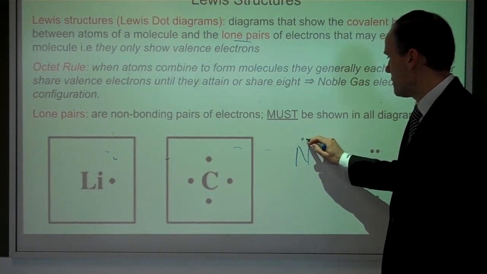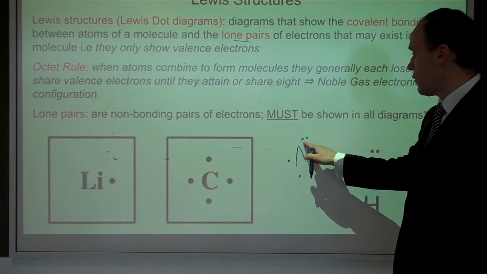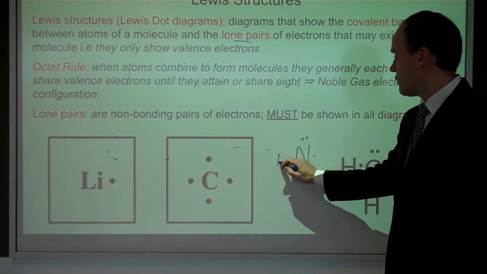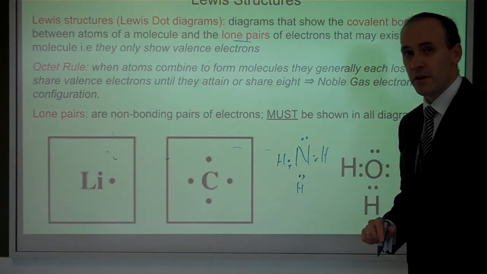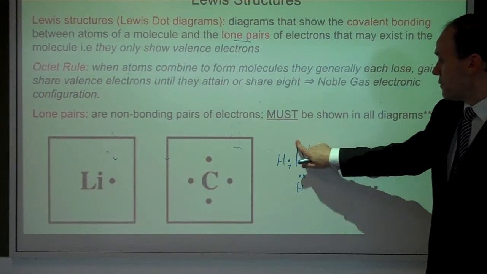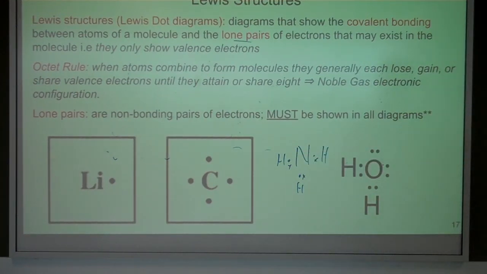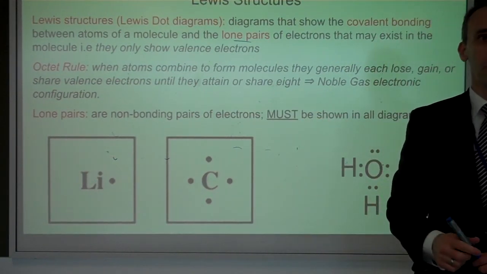Here's nitrogen. There's nitrogen, group 5. Lone pair. Hydrogen, hydrogen, hydrogen. There's ammonia. There's the lone pair. If I draw that in the exam and I leave the lone pair off, that's half a mark every time. You have to put the lone pairs in. You show all of the valence electrons.